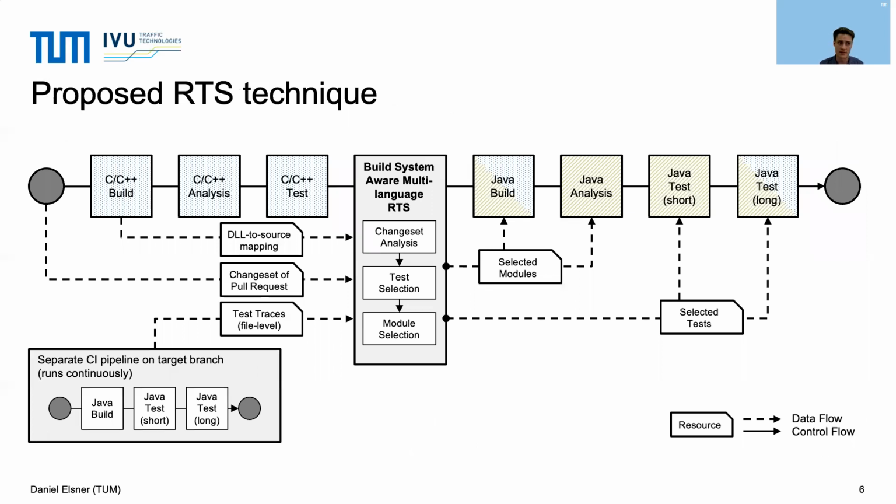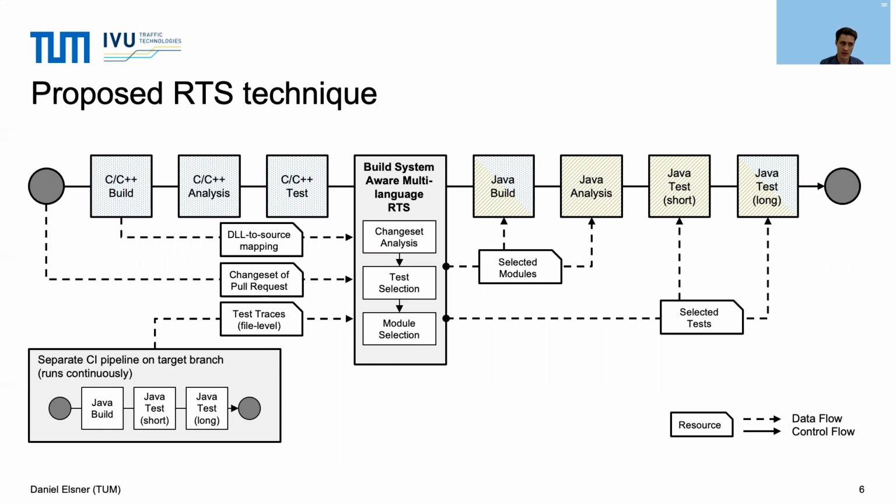This is the RTS technique that we propose. And as you can see here, in our work, we are focusing on optimizing the Java part of the pipeline. So before the Java pipeline steps are executed, there is our test selection technique here, the build system aware multi-language regression test selection. And there are several inputs and 2 outputs. Maybe let's start with the outputs. We output the selected modules, so those modules that need to be built. And we also output the selected tests.